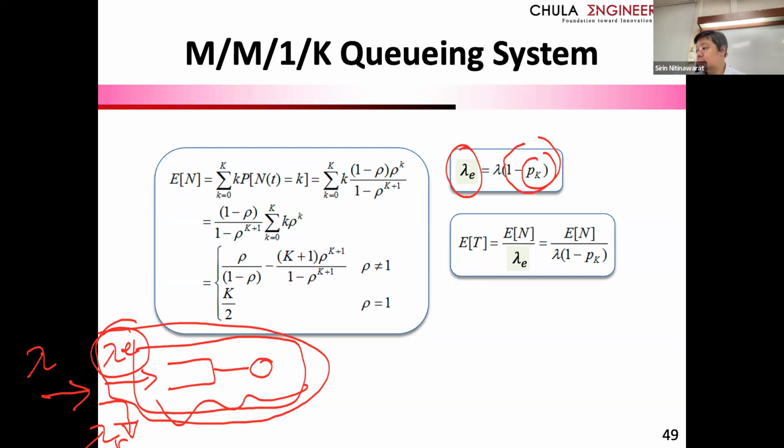You have to use this effective lambda in Little's formula instead of the original lambda. And that is what you will use to derive the expected time each accepted customer spends in the system.